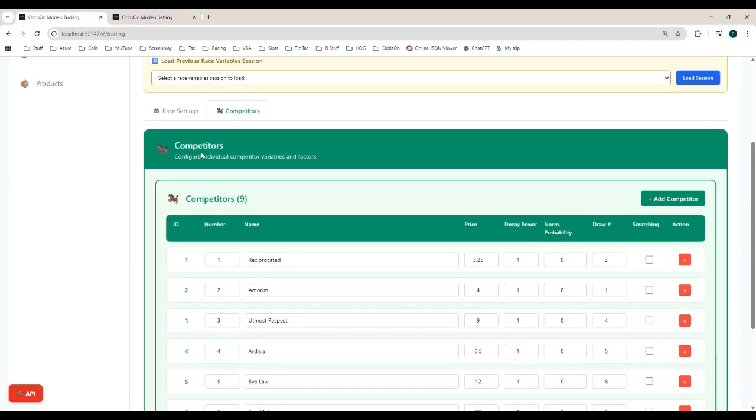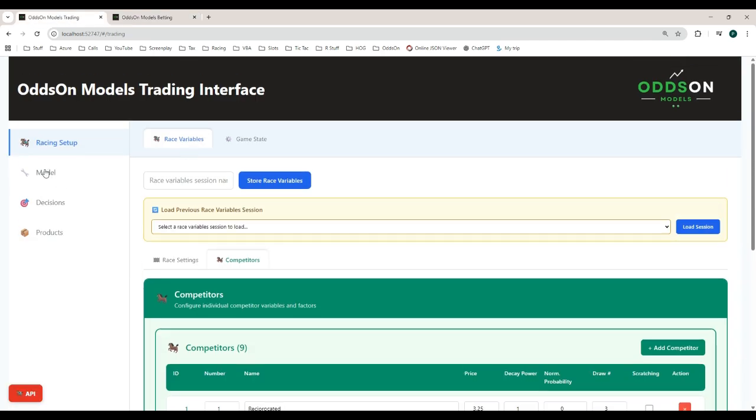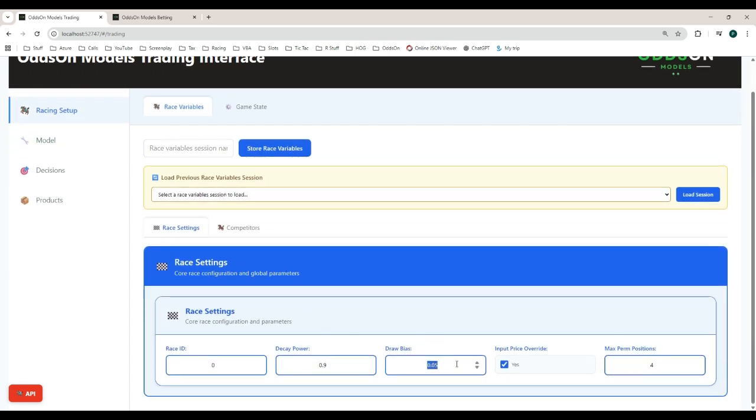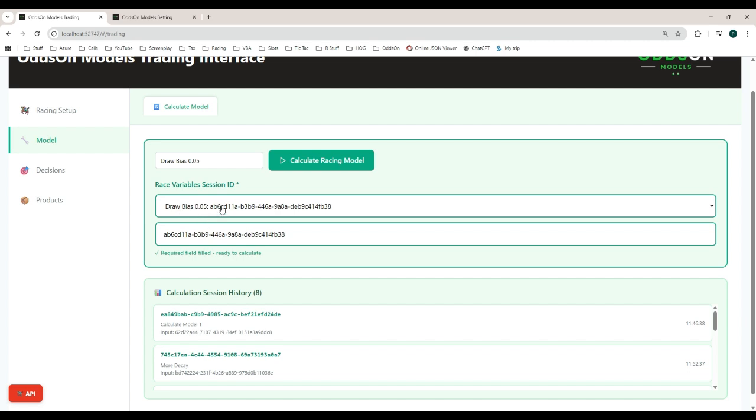Again, we can show the magnitude of it here. So I'll do one more. I'll go back to my draw bias. I'm going to make it twice as big now, 0.1. So I'll call that draw bias 0.1, run that one.